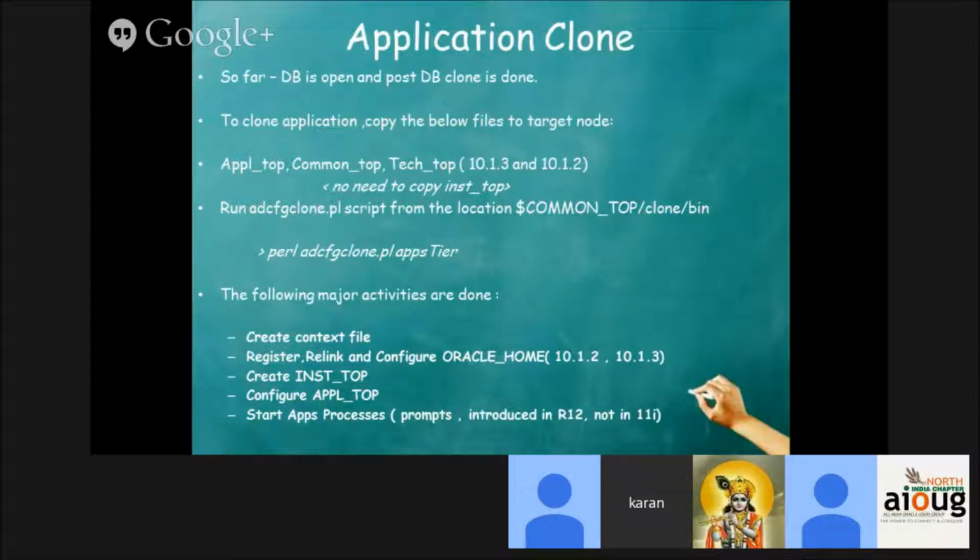Now what appsteer would do is that it will create a context file, which is again an XML file of an ERP system and contains your instance specific configuration data. It will relink your Oracle homes 10.1.2 and 10.1.3, create the INST top, configure the Apple top, and it will also prompt you if you need to start your services once the script completes. This last feature has come only in R12. It was not there in 11i.